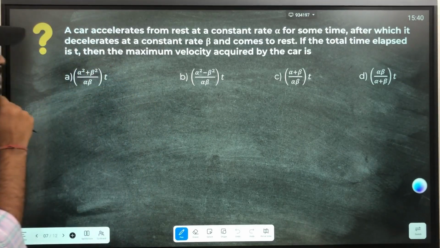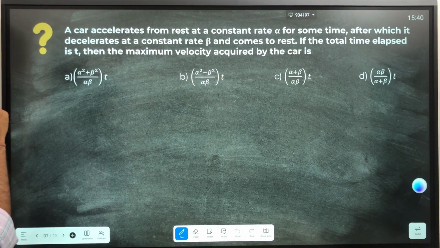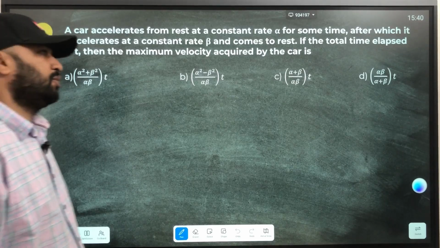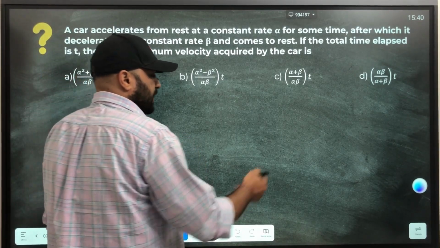So let me come back to this problem. The problem says a car accelerates from rest at a constant rate alpha for some time, after which it decelerates at a constant rate beta and comes to rest. Great. Let's understand what is happening with a graph.